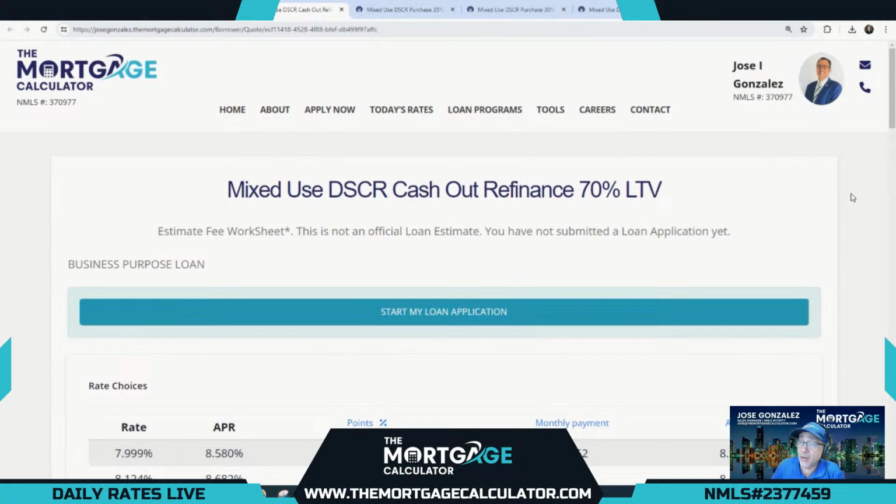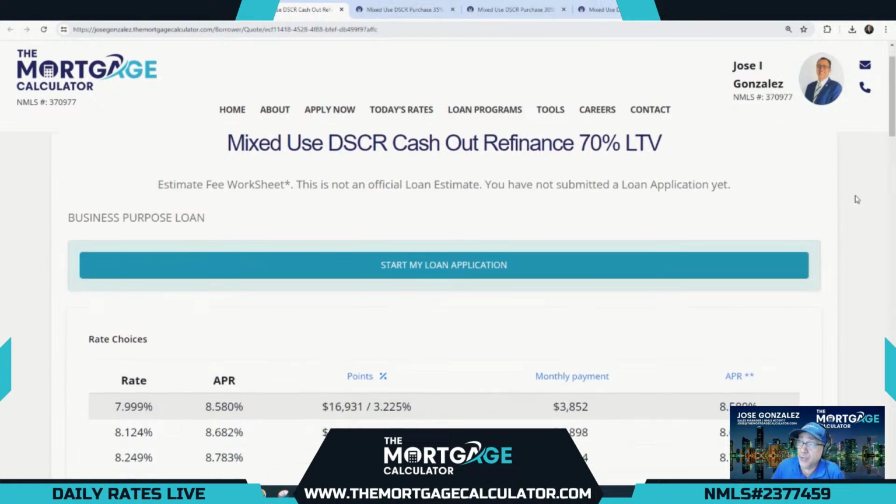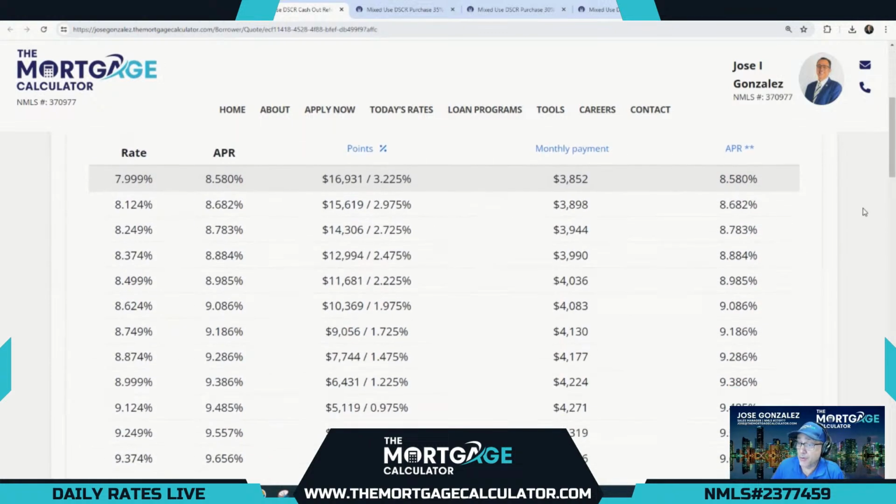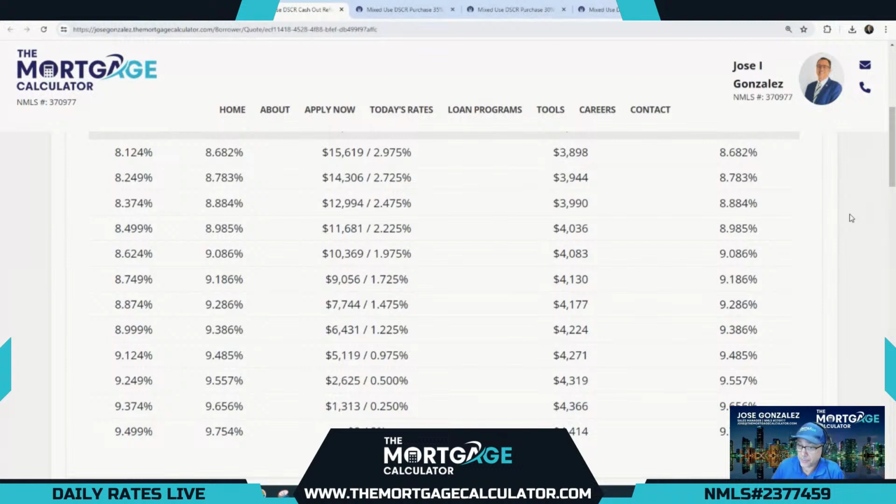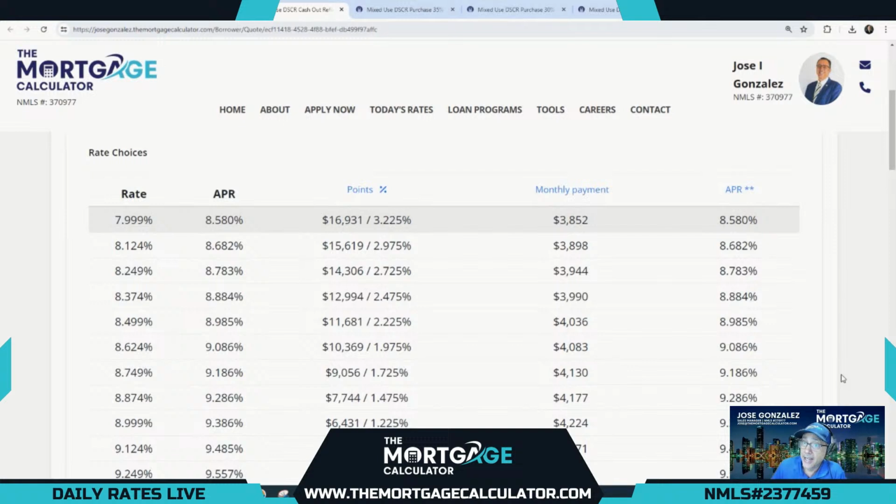And now our cash out refinances for this program. 70% LTV is the maximum LTV at the top credit score tier. So we're looking at 9.499 costing at par, basically, right? So 70% LTV cash out refinance, par rate 9.499. And you can buy that down all the way to 7.999 at a cost of 3.225.